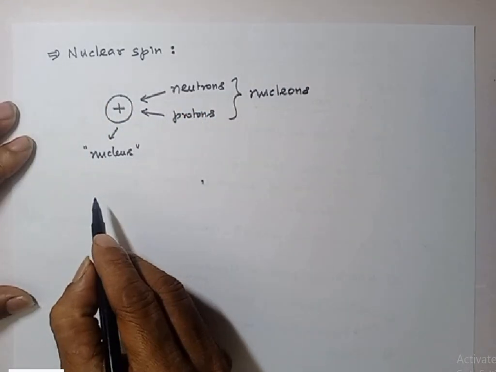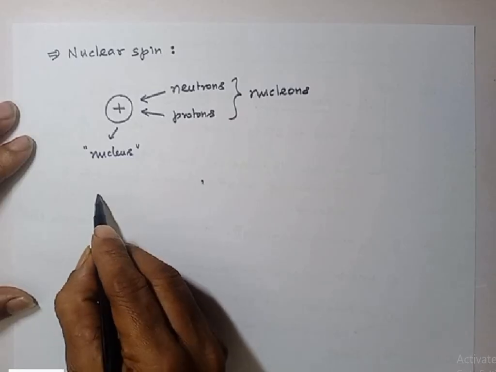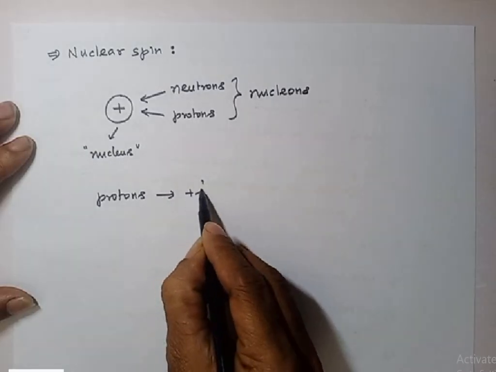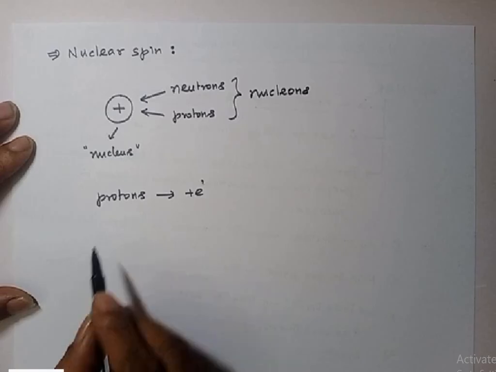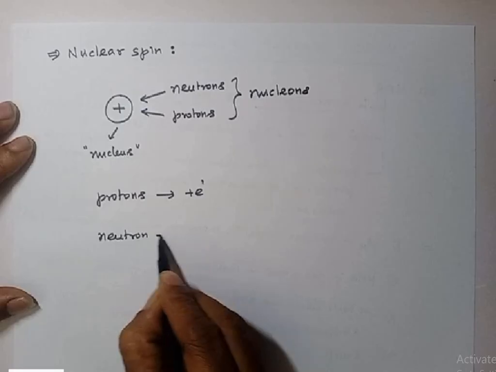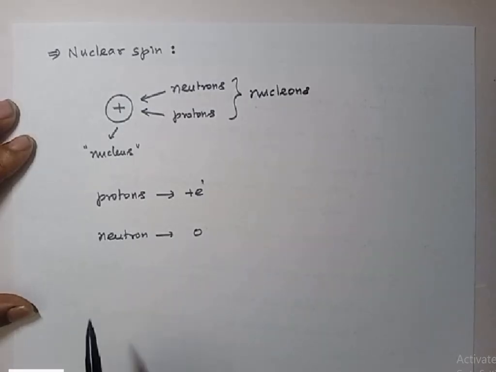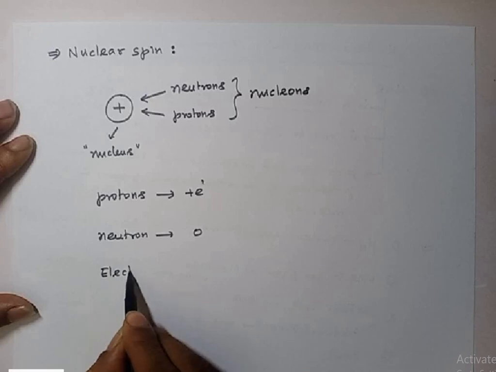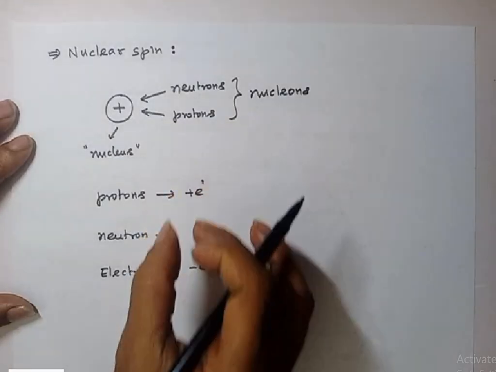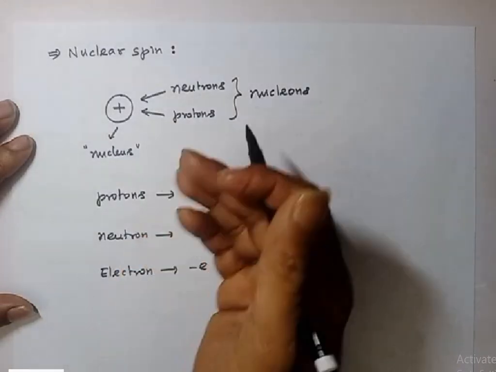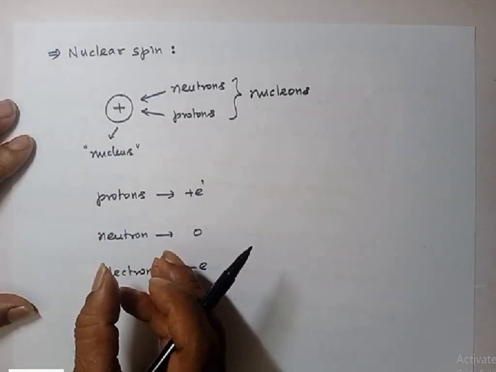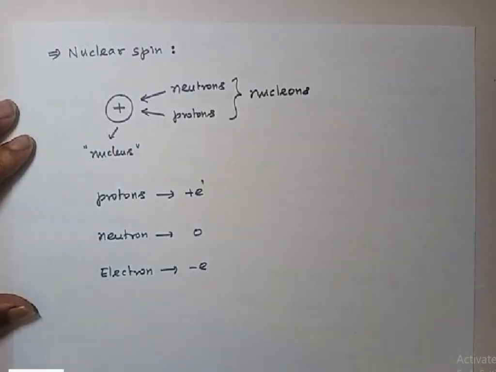So let me write here. Proton carries a positive charge, plus e. Neutron is a neutral particle and does not carry any charge. Just for comparison, I'll give this also: the electron carries a charge minus e, which has exactly the same magnitude as that of the proton but the opposite sign. These particles are called fundamental subatomic particles of an atom.